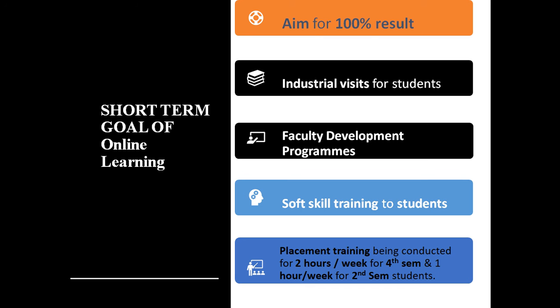The placement training also you can conduct online, like an aptitude test, technical training, and if you want to give some information you can give it. That's an easy method. That's why I'm specifying 2 hours, because it's not possible to make students sit for continuous long hours. That's why it is restricted to 2 hours per week. Per week means out of 7 days it will be 2 hours.